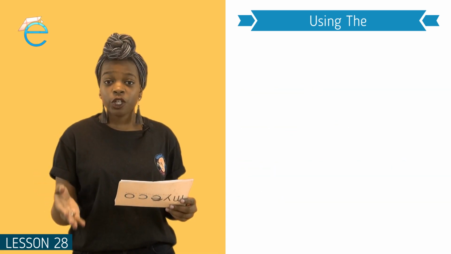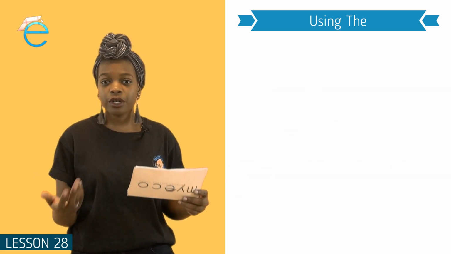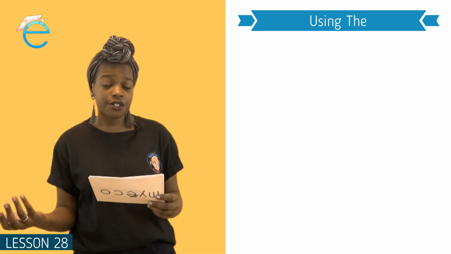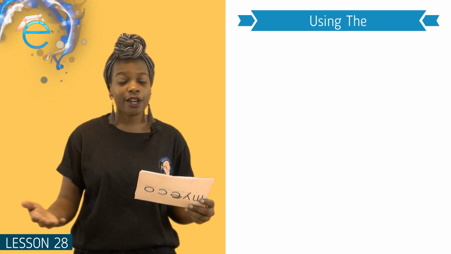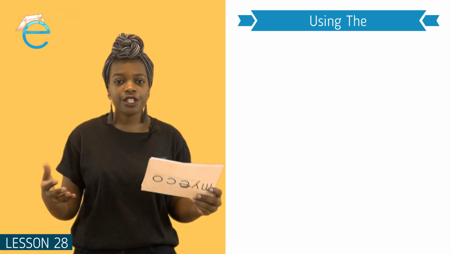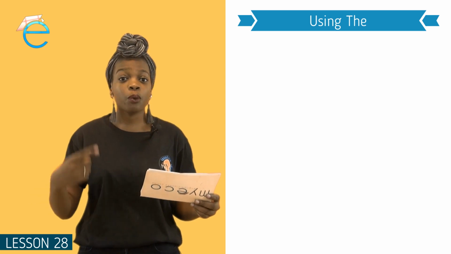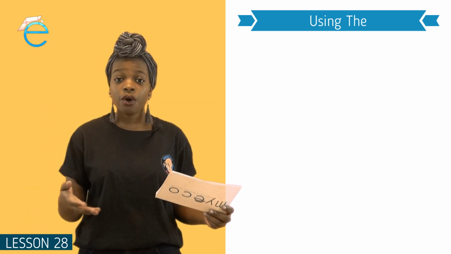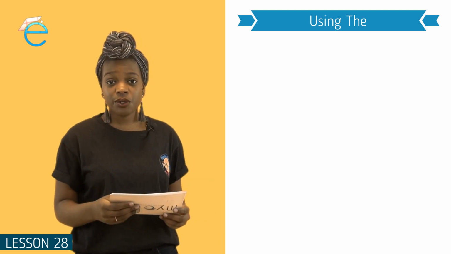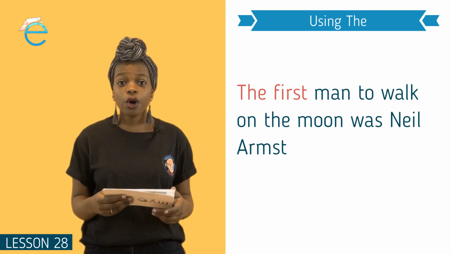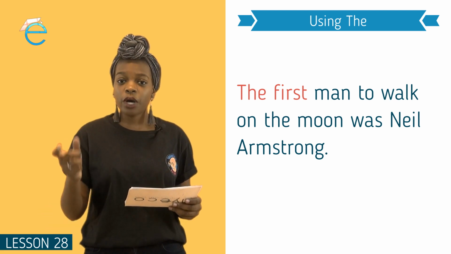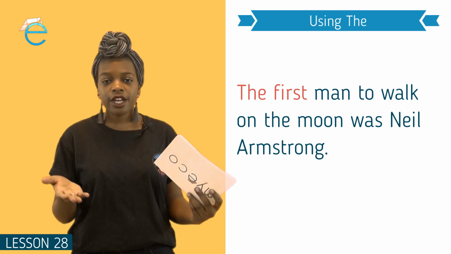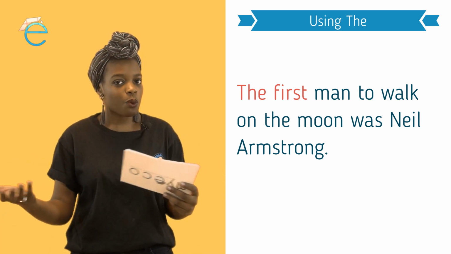So I mentioned that we use the for situations that are unique. We also have to pay attention to situations like the first or the last or the second or the third. These are also unique situations because there can only be one person who is the first and one person who is the last. So, for example, I can also say, the first man to walk on the moon was Neil Armstrong. So I've used the article the here because the first man is unique. There is no other first man to walk on the moon.